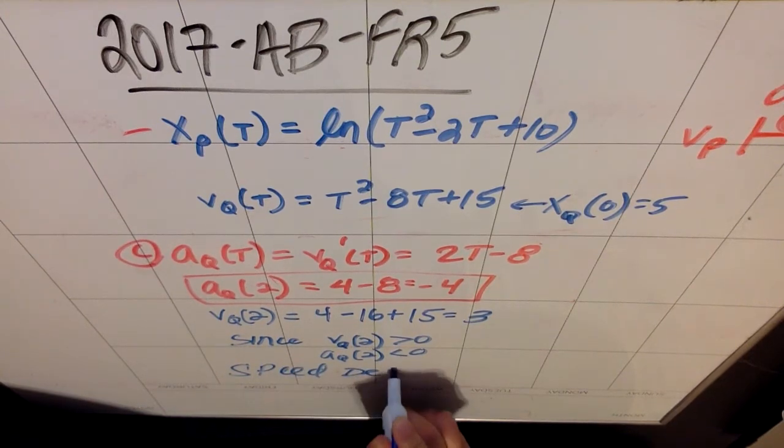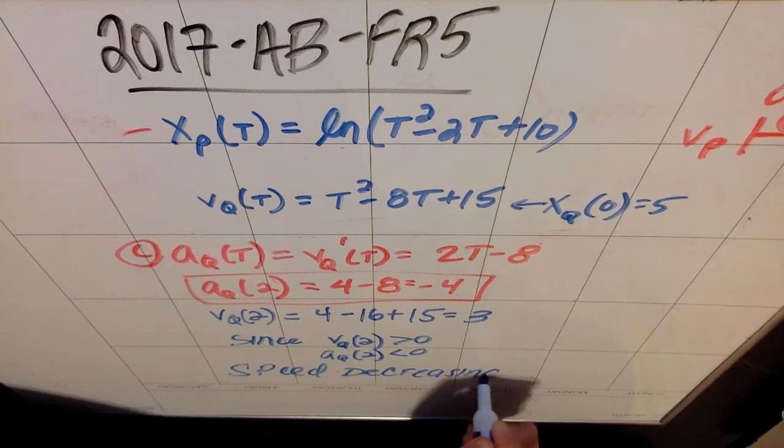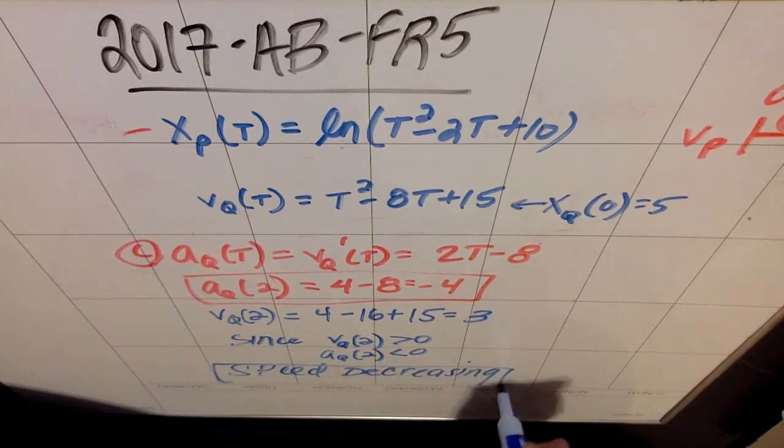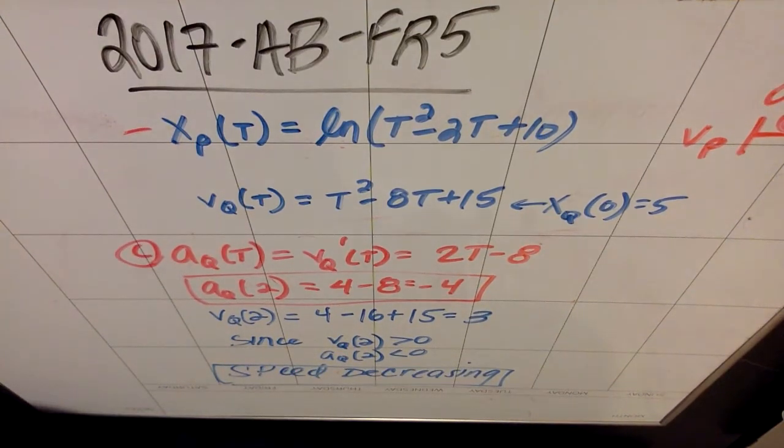Again, the colloquial way to say that is to say the particle is slowing down, but you should use the language they use, right? If they use the language speeding up and slowing down, then by all means use that. If they use speed increasing and speed decreasing, then by all means use that. All right, cool. Part D. Find the position of particle Q the first time it changes direction.